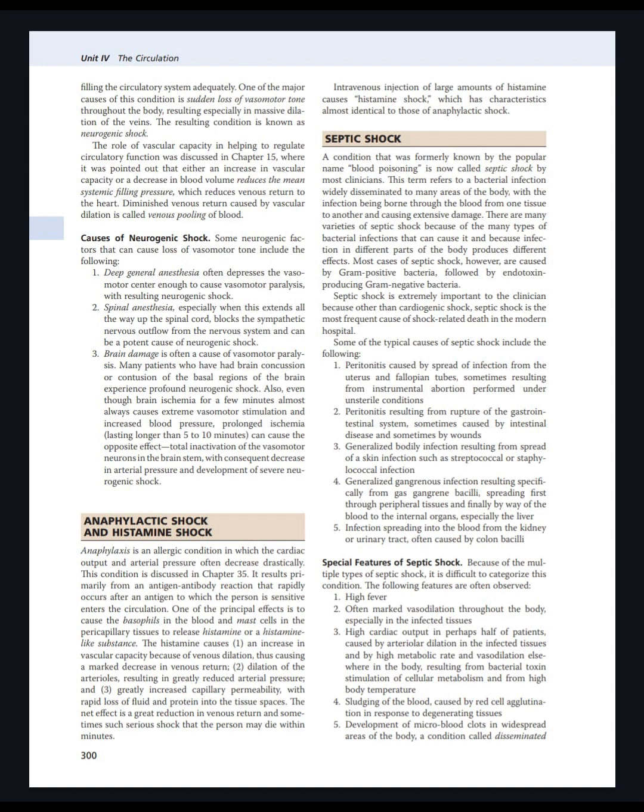Some of the typical causes of septic shock include the following: peritonitis. Highlight all these 4 points and all the text you must know. So not the whole text, just remember peritonitis resulting from spread of infection from the uterus and fallopian tubes. Then highlight peritonitis resulting from rupture of the GIT system, generalized body infection resulting from spread of skin infection, and generalized gangrenous infection resulting specifically from gas gangrene.